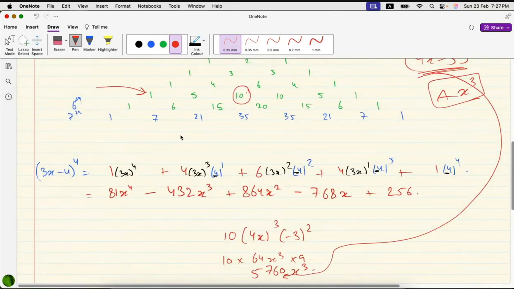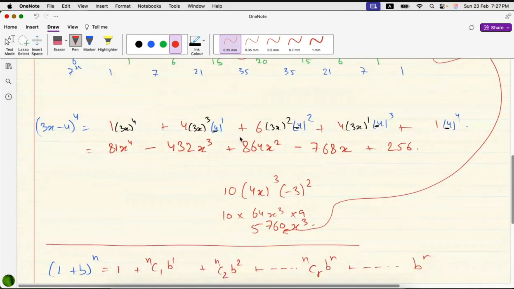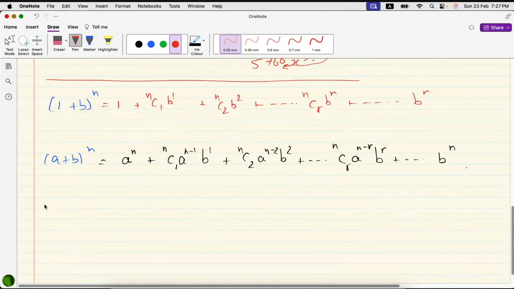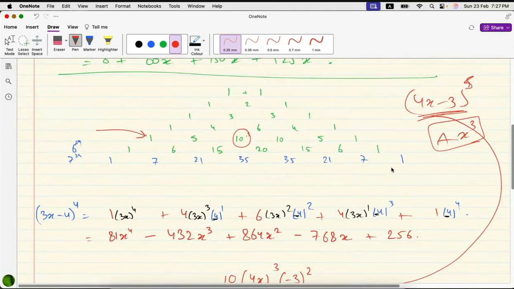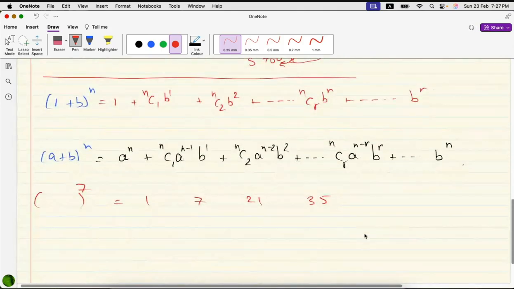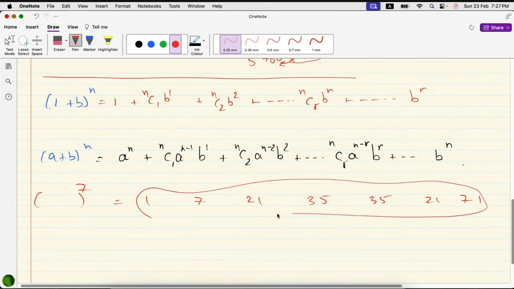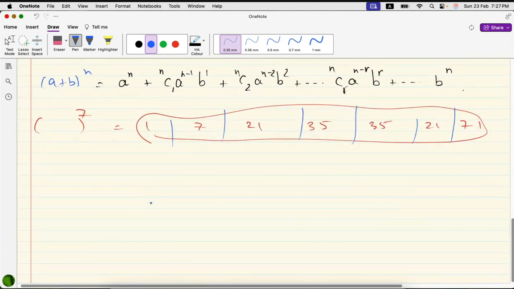I'm writing this 7th line. 1, 7, 21, 35, 35, 21, 7, 1. Done. You're familiar with this. No confusion? No. Okay. Now, use of C.